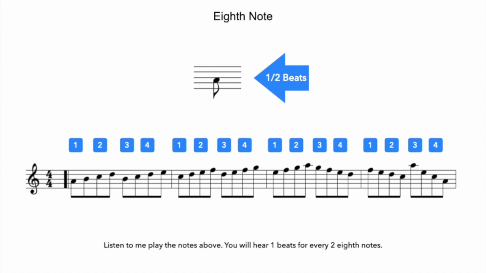1, 2, 3, 4. 1, 2, 3, 4. 1, 2, 3, 4. 1, 2, 3, 4. 1, 2, 3, 4.